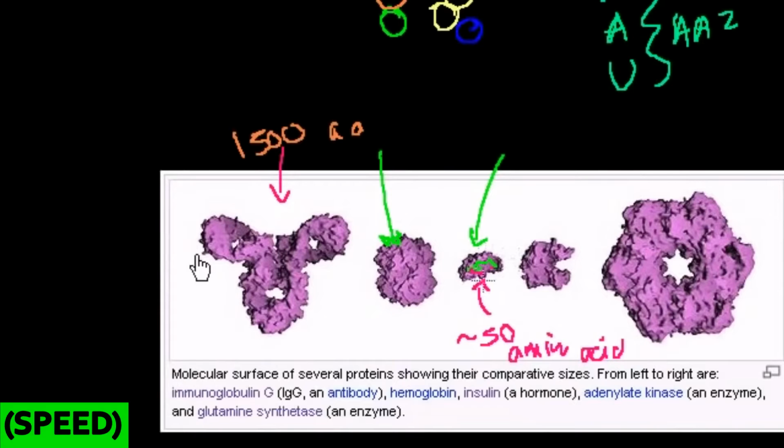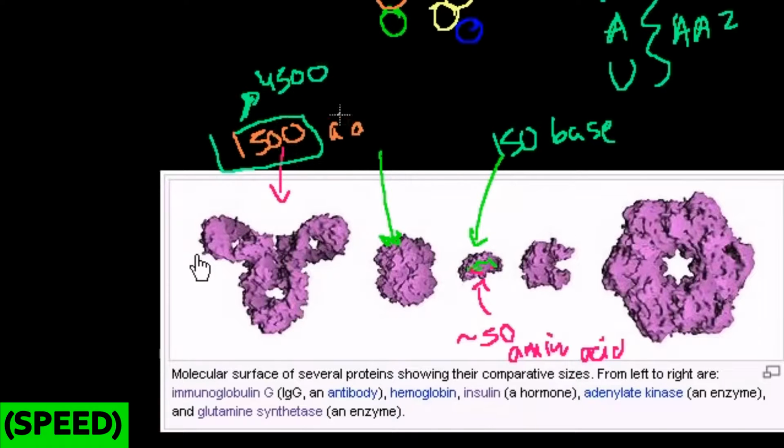So if you have 50 amino acids that make up insulin, you're going to have 50 codons, which means you have 150 bases, or 150 of these A's, G's and T's. If you have 1,500 amino acids, you're going to have 1,500 codons, which means roughly 4,500 of these base pairs that code for it.